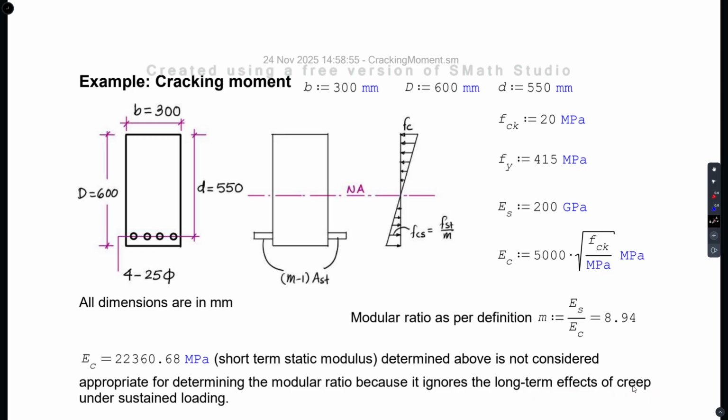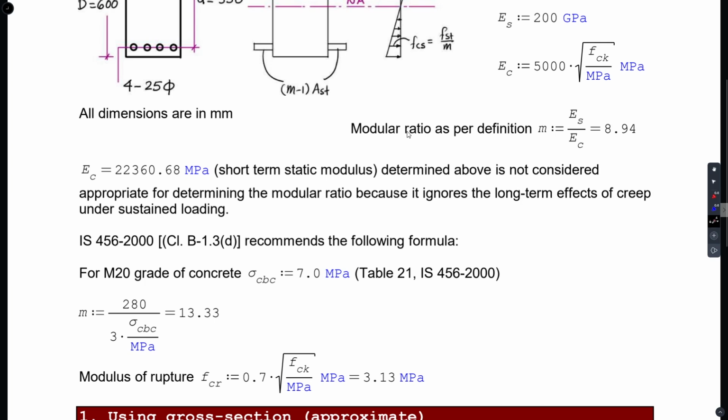Okay. So, therefore, the IS 456-2000 suggests in this particular clause that for M20 grade of concrete or for any grade of concrete, we calculate the modular ratio like this: 280 divided by 3 sigma_cbc, where sigma_cbc is the permissible bending stress which comes from this particular table of the code. So, modular ratio becomes slightly larger than 8.9. So, it is 13.33. Okay. So, then we can calculate the tensile strength fcr, which is the modulus of rupture, 0.7 square root of fck, that gives me 3.13 MPa, right.